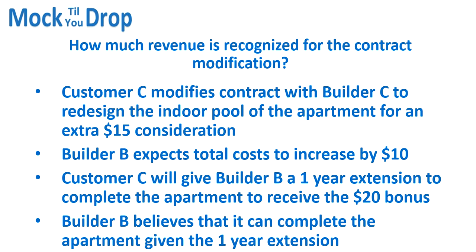Okay, so now builder B expects its costs to increase by $10. So total expected costs will now be $90, since we initially started with $80. And customer C will give builder B a 1-year extension to complete the apartment and to receive the $20 bonus, which gives builder B 3 years instead of 2 years to construct the apartment. Builder B believes that it can complete the apartment given the 1-year extension, so therefore it now meets the requirements for that $20 bonus. This means that the total consideration for builder B is the $115 we mentioned earlier, plus a $20 bonus, which now gives it $135 in total consideration.